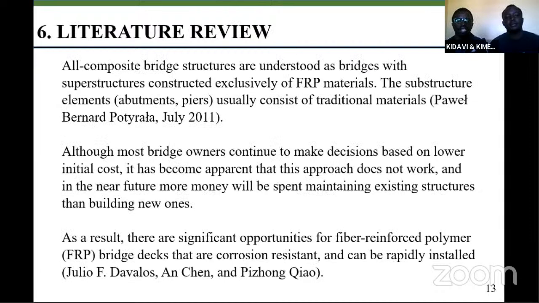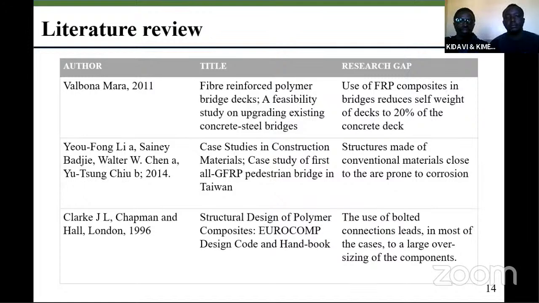And our literature review. All-composite bridge structures are understood as bridges with superstructures exclusively of FRPs, as researched by Powell, Bernard, and Portugal. Although most bridge owners continue to make decisions based on low initial cost, in the near future more money will be spent maintaining existing bridge structures. So FRPs are now coming in as a replacement for better construction. Then this is the summary of the literature review in table format. Under Valbona Mara in 2011, the use of FRPs in bridges reduces the self weight of decks to 20% of concrete decks, and this is tied to our problem statement. This is followed by Yun Fong and the others.